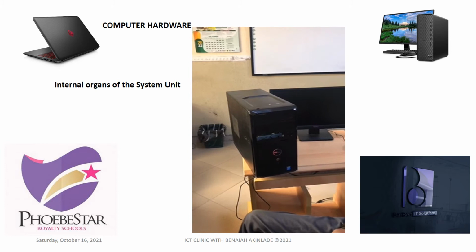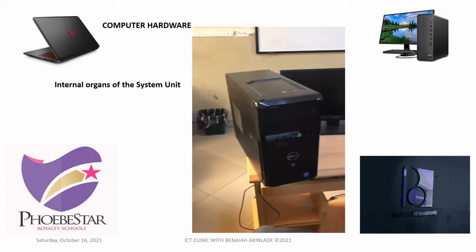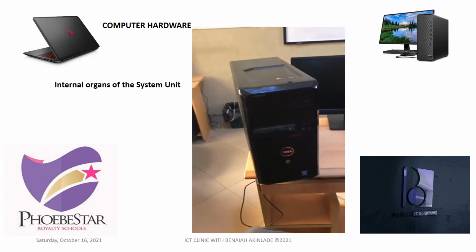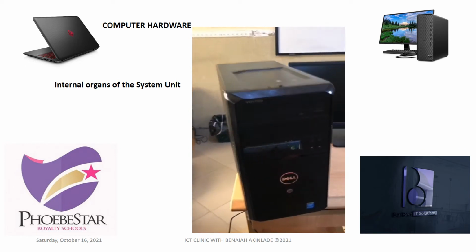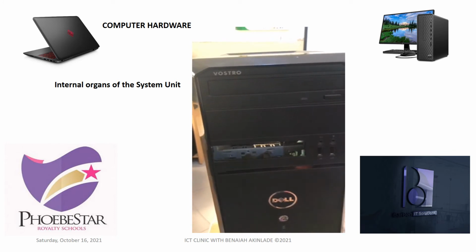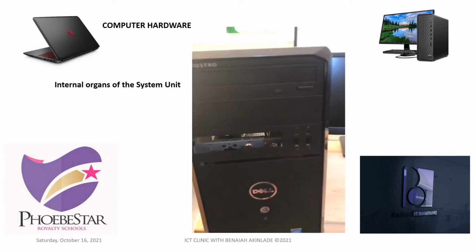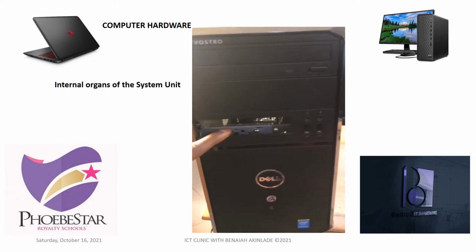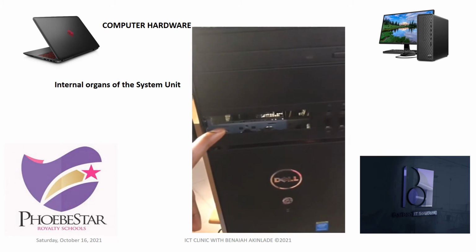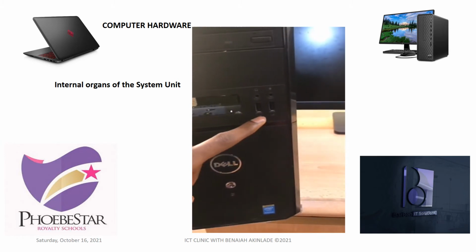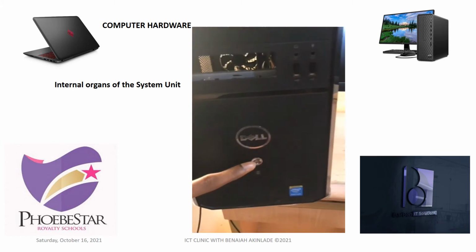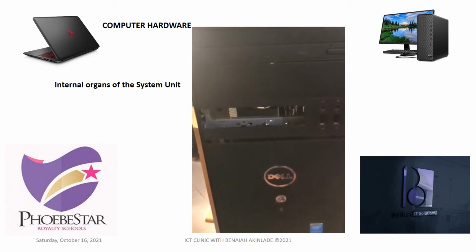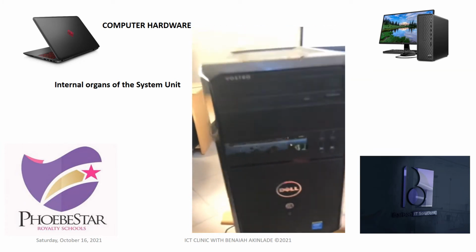This is the tower casing system unit. As you can see, it stands upright, and according to the picture we have seen earlier, we are able to identify some of its features. This is the disk drive. This place usually stands for where you put your floppy disk. Your flash drive is plugged in. This is the power button, and this is the light indicator. That's the front panel of the tower casing system unit.